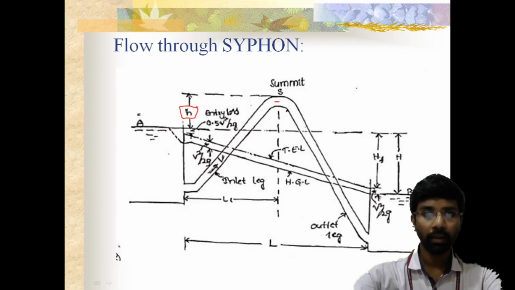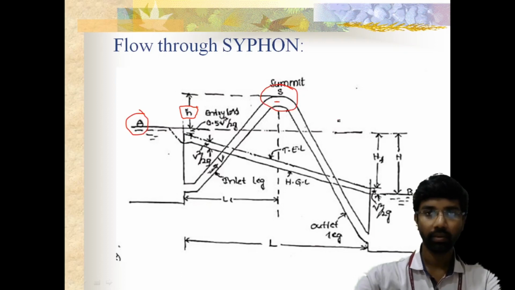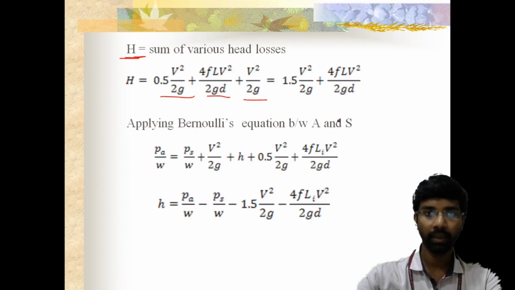So applying Bernoulli's equation between A and S, the equation is like this. See, at the particular point A, that is the top of the liquid surface in the reservoir, it is PA by W. Generally it is the atmospheric pressure, plus V square by 2g, where V is 0 in this particular case, and Z, let us consider the level of the point A as the datum head.